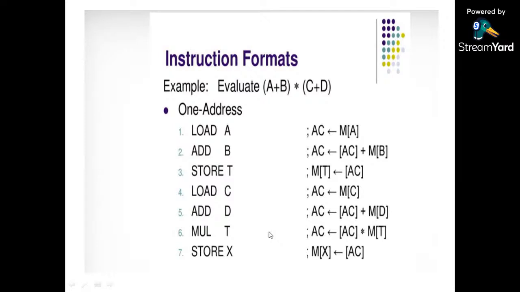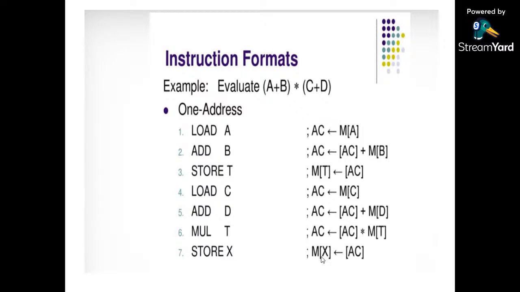Now the contents of the accumulator will be transferred to the destination specified in the instruction. Like all the previous instructions, we will assume that this result needs to be stored at memory location X. So the command we will give is store X. What will happen is the content of the accumulator will be moved to memory location X. This is how the same equation A plus B multiplied by C plus D will be executed if we are having one address instruction format.